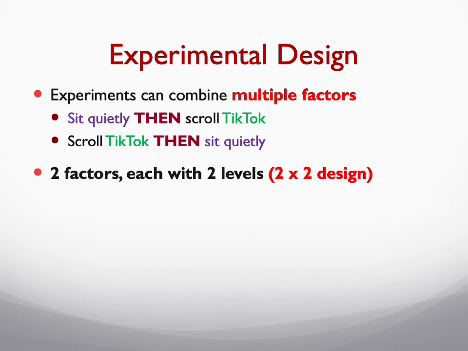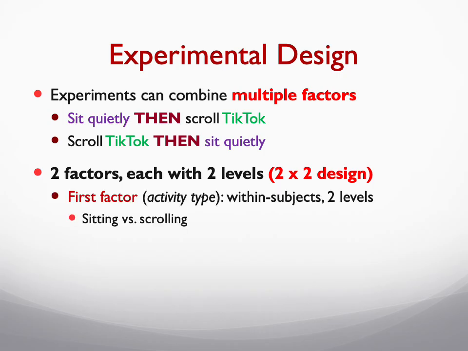And so in this case, I would have 2 factors, each with 2 levels, and we would call this a 2-by-2 design. So factor 1, factor 2, factor 1 has 2 levels, factor 2 has 2 levels. And here's what it would look like. First factor is the activity type. It's within subjects. I have 1 group. They're going to sit quietly, and then they're going to scroll TikTok. So I have my activity with 2 levels, 1 group doing this and then doing that.